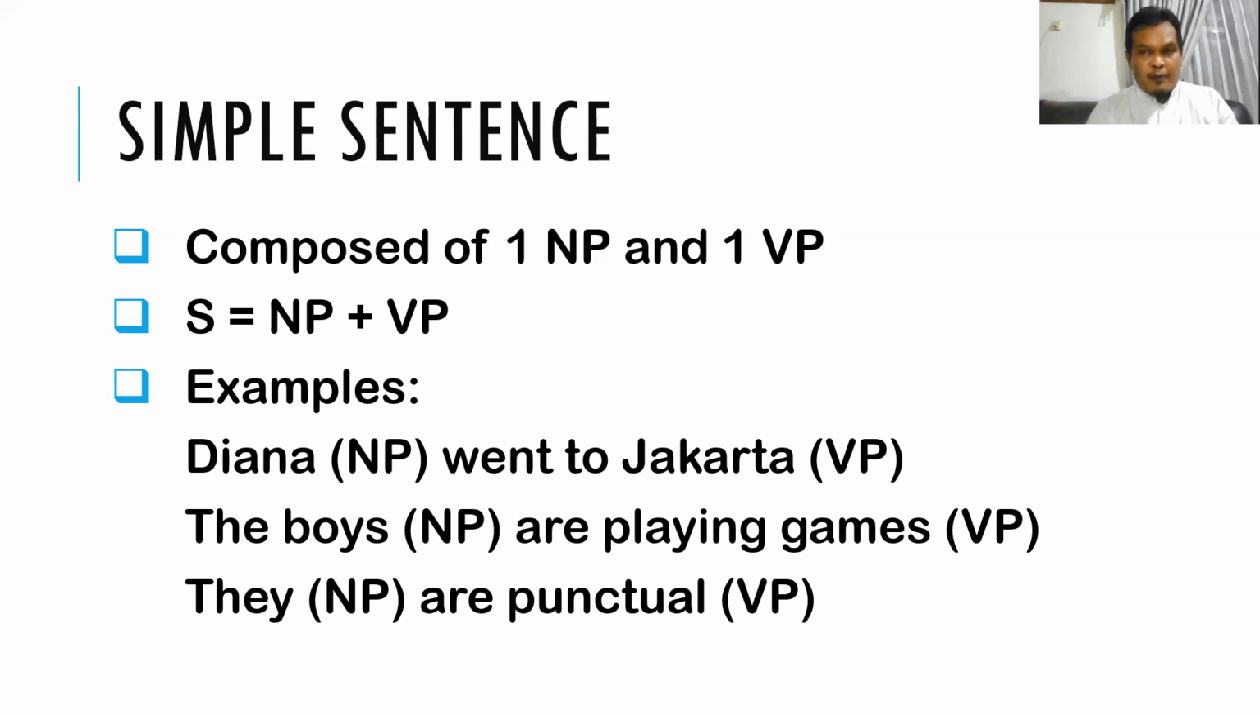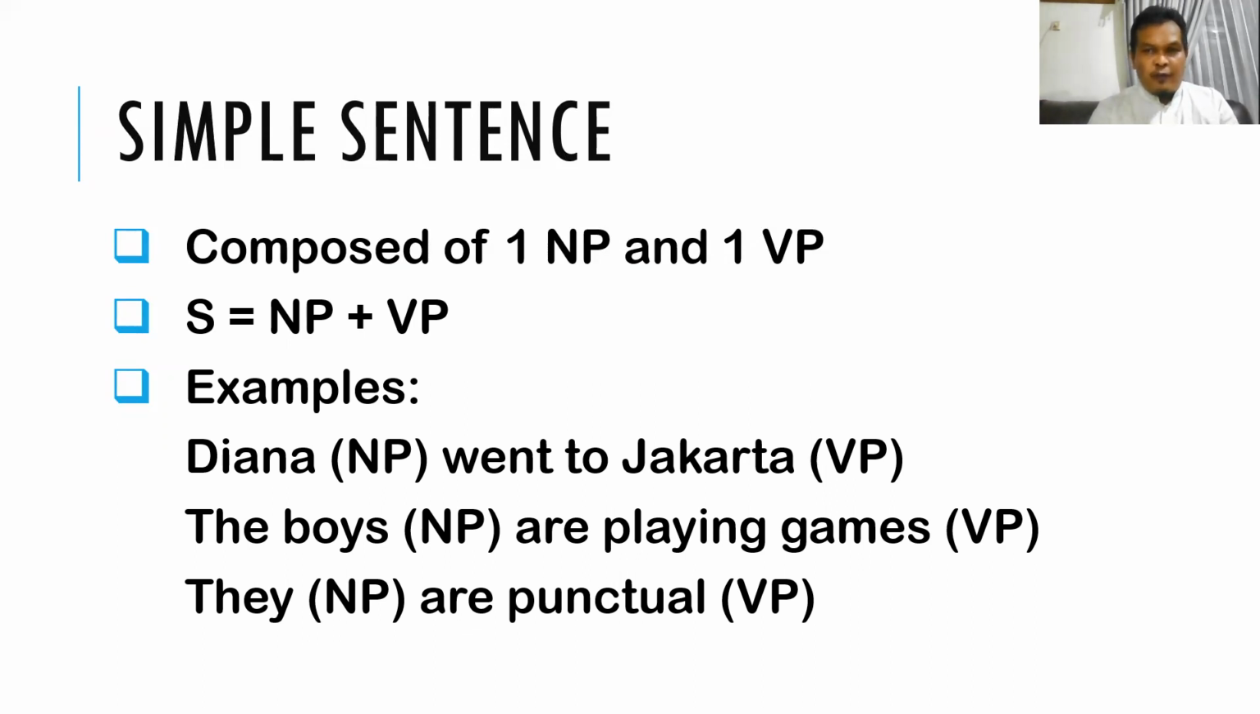In the second example, the noun phrase is the boys. And then the verb phrase is are playing games. Once again, you can see that this sentence is very simple because it consists of only one NP and one VP. Okay, the other example is they are punctual. You can see here that they is the noun phrase and are punctual is a verb phrase. And once again, this sentence is also simple. One noun phrase and one verb phrase.